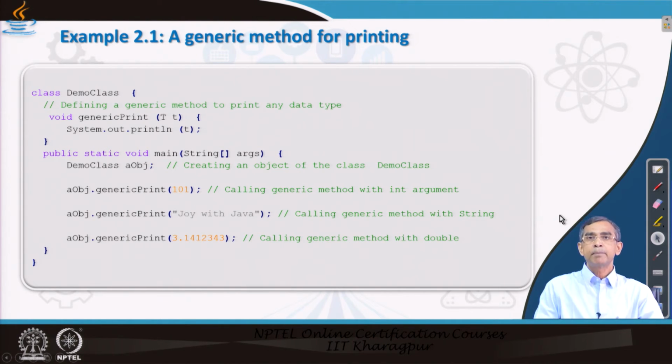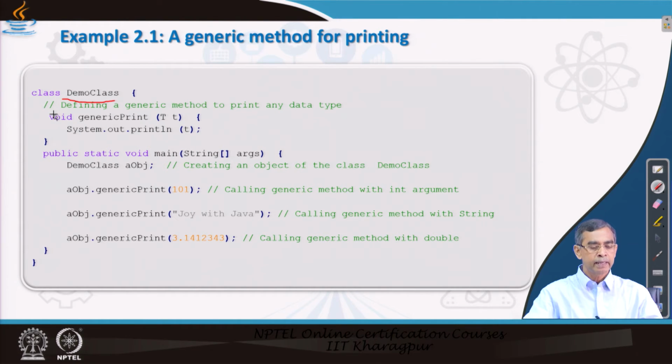Now, here is a very simple program for the first timers. I want to show how a method can be made generic. The name of the class I have given is Demo class. It basically declares one method, a very simple method, and at first look it is a generic method.